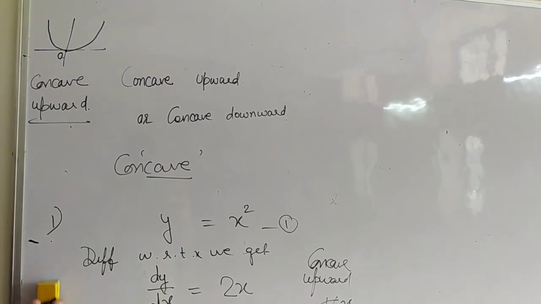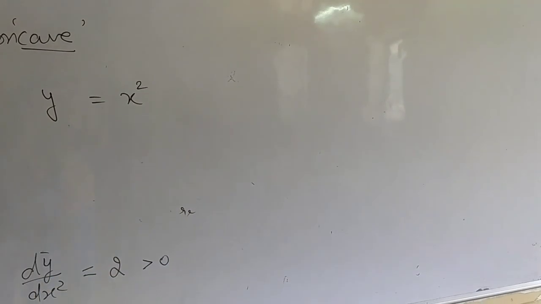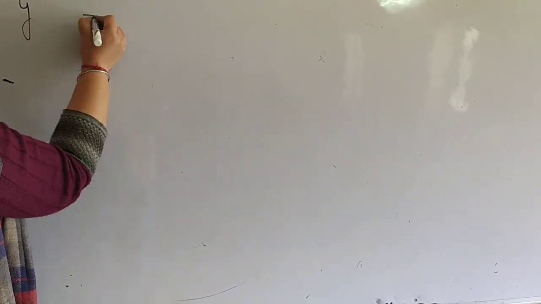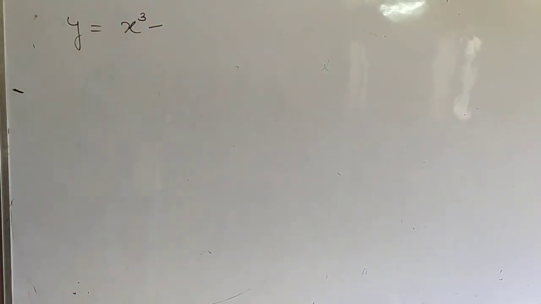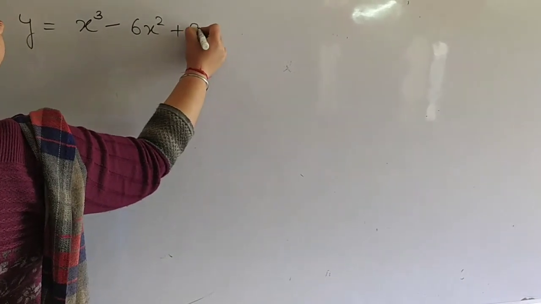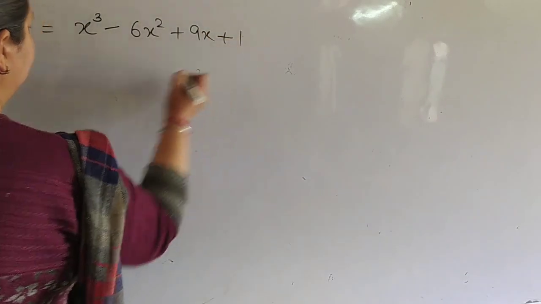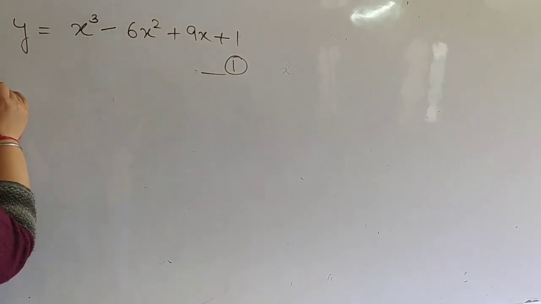Now we will take another example. The statement of another example is y is equal to x cube minus 6x square plus 9x plus 1. First, note it as the first equation.